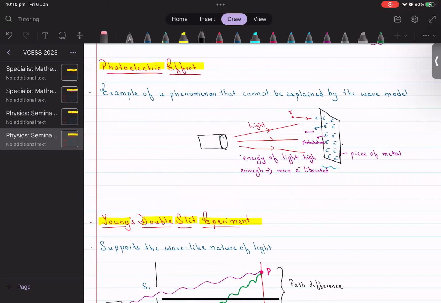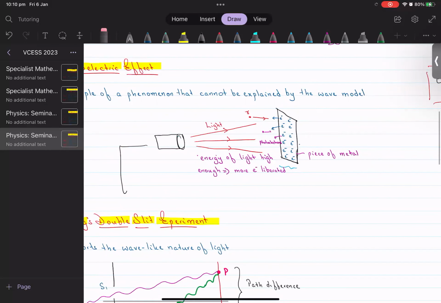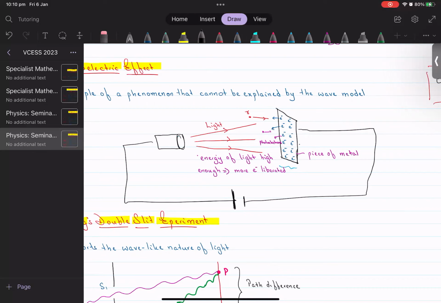Now, if we had this set up and we connected it up to a circuit, with some wires going around and a power supply, then what we can see is that these electrons will flow through the wires that we've set up here. If we set it up in such a way that these electrons are allowed to flow through the circuit, this is what's called a photocurrent.